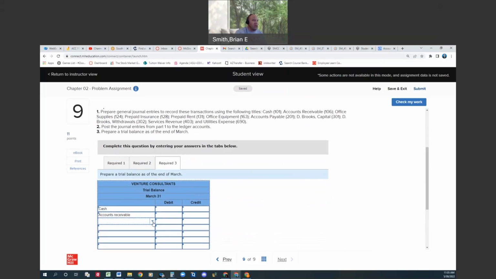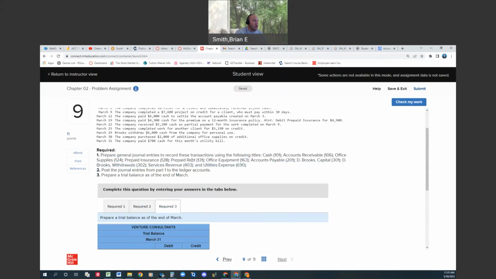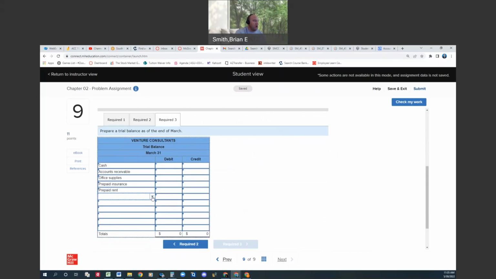Okay. So then the next one's office supplies. And the bottom line is they should all be listed here anyway. Prepaid insurance. If you put them in numerical order, prepaid insurance. Let's just see if we can do that. Prepaid insurance, prepaid rent. Do we have prepaid rent up here? Okay, we do. Office equipment, and then we get into the liabilities.